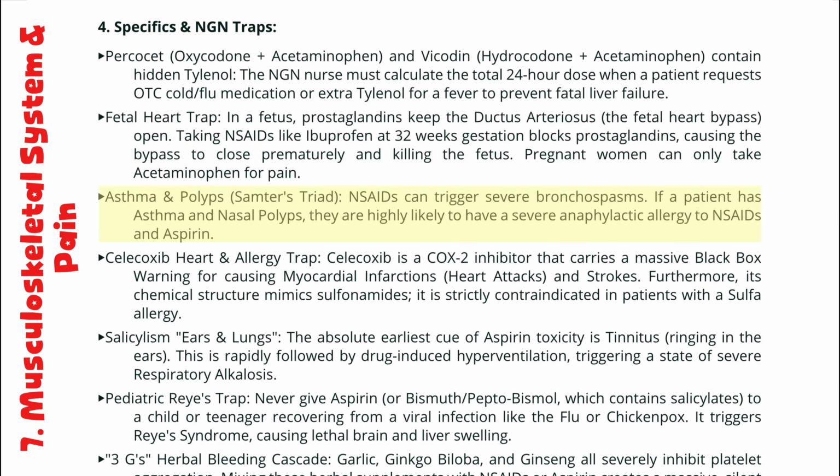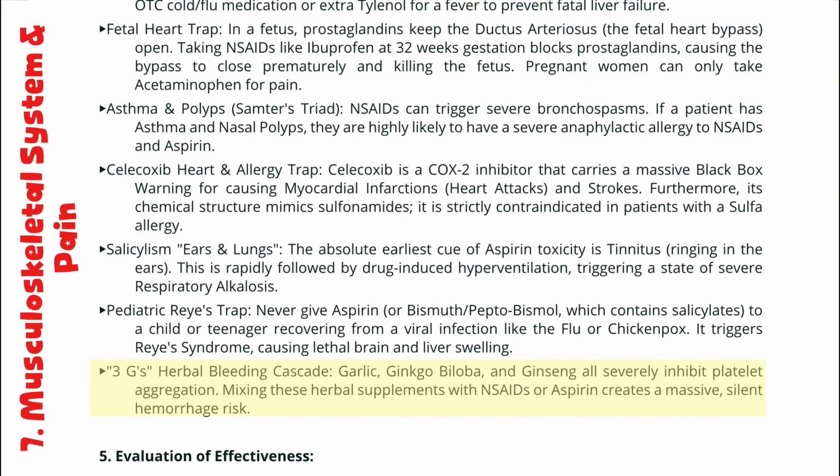Samter's triad, asthma plus nasal polyps, means a high chance of severe NSAID and aspirin hypersensitivity. Celecoxib carries a black box for MI and stroke, and its structure mimics sulfonamides, contraindicated with a sulfa allergy. Salicylism starts with tinnitus, then hyperventilation into respiratory alkalosis. Never give aspirin or bismuth to a child recovering from a viral illness. Reye's syndrome. And watch the 3 Gs, garlic, ginkgo biloba, and ginseng, all inhibit platelet aggregation. Combined with NSAIDs or aspirin, that's a silent bleeding risk.